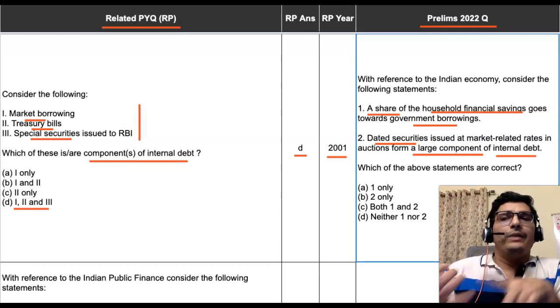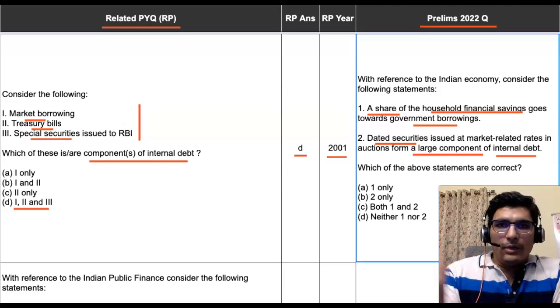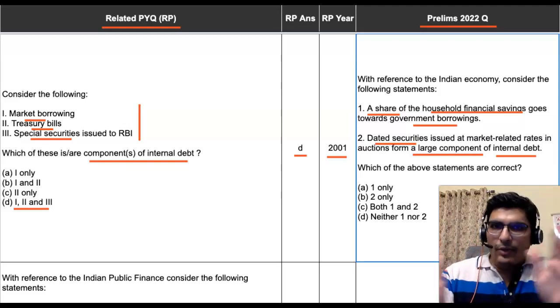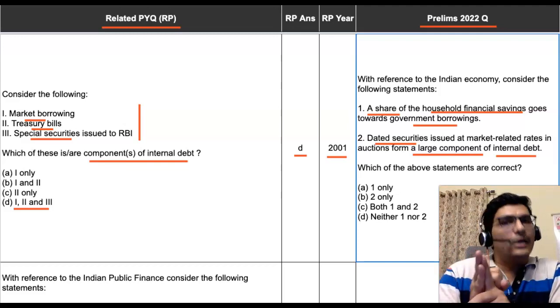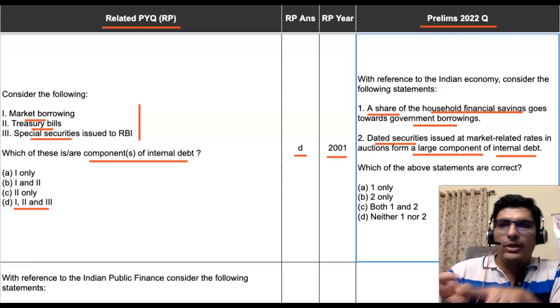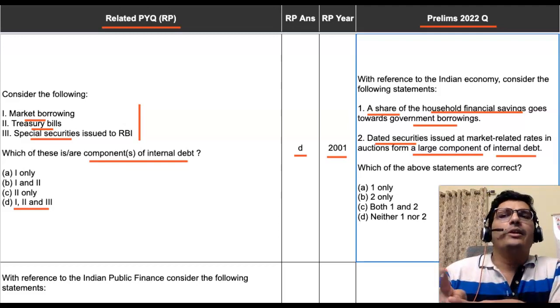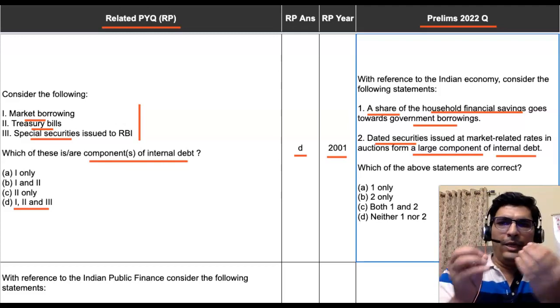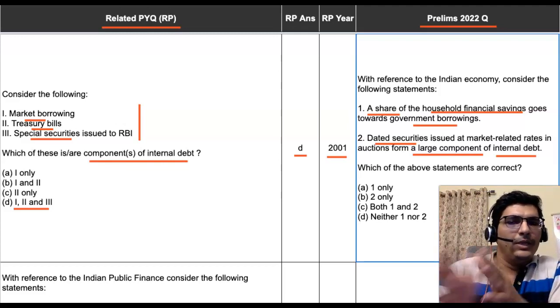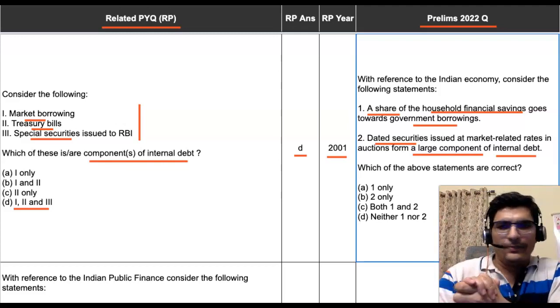Now guys, market borrowing is a very broad term. It will include all kinds of securities, dated securities as well. Treasury bills also are a kind of dated securities. And special securities, the word itself is so wide, it is going to include any kind of securities issued by the government to RBI, including dated ones.